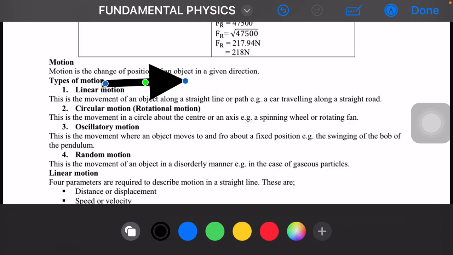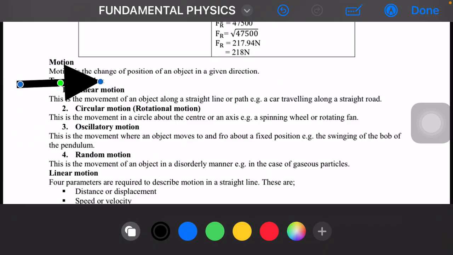Motion can change its direction, and the object can change its position in a specific direction. So we call it motion. For example, you're moving a car in the north direction, then you change position, you start going to the east. That's what we call motion. We have been given the direction, which is east, and the object changes position from north to east.